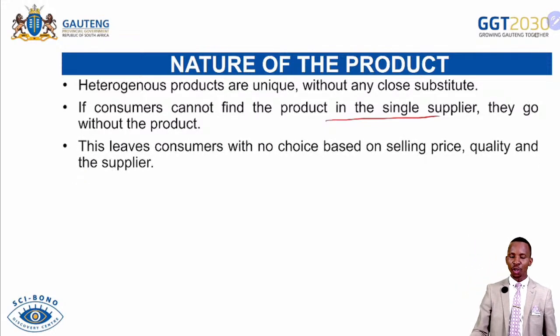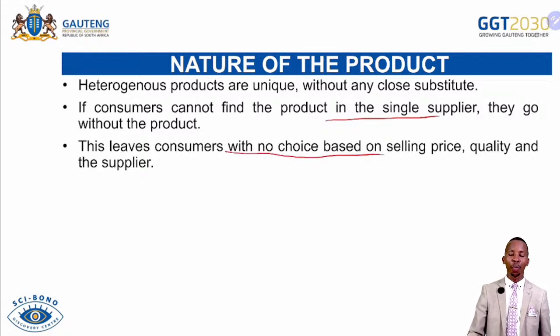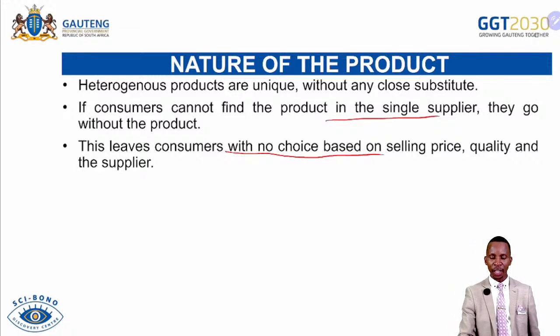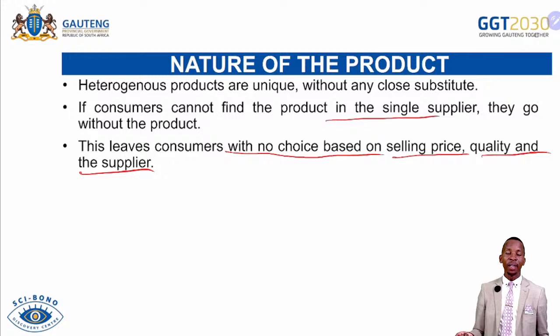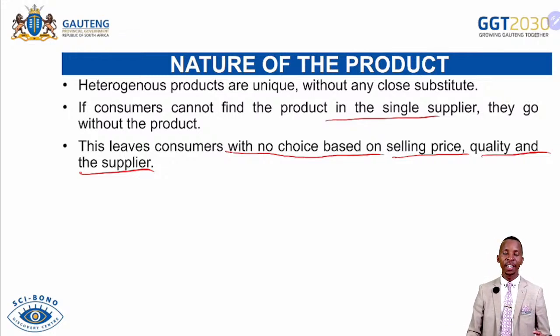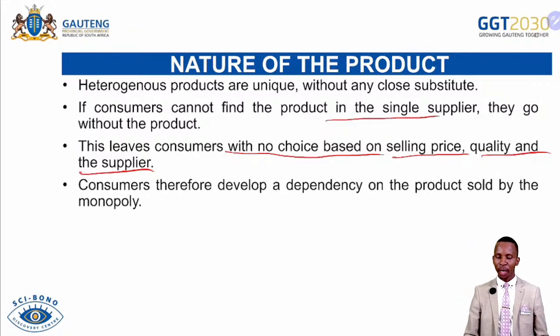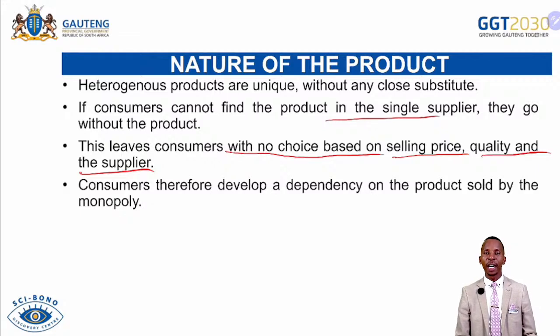This leaves consumers with no choice, so they cannot choose who they want to buy from, because there is only one supplier. Consumers have no choice based on selling price, quality, or supplier. They need to buy from the only supplier available. If Eskom cannot supply you with electricity, you will wait until they provide electricity again. Consumers therefore develop a dependency on the product sold by the monopoly, because they have no alternative.